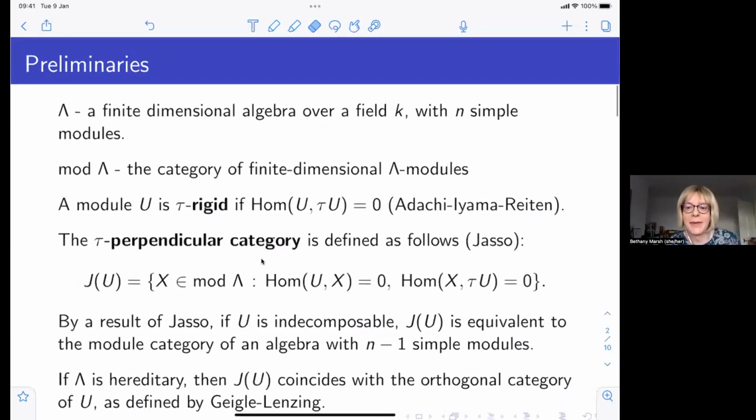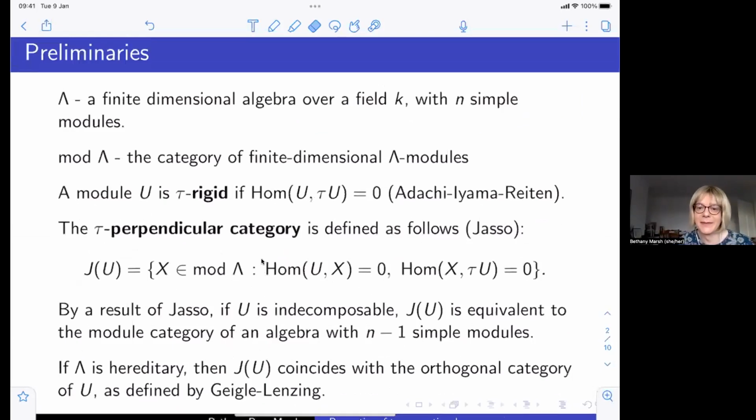So we've been investigating the properties of tau exceptional sequences and signed tau exceptional sequences. So let me start by talking a bit about that. I'll take lambda to be a finite dimensional algebra over a field with n simple modules. Then mod lambda is the category of finite dimensional lambda modules. And then we know that a module U is tau rigid if Hom(U, tau U) is 0. This was a notion introduced by Adachi, Iyama, and Reiten.